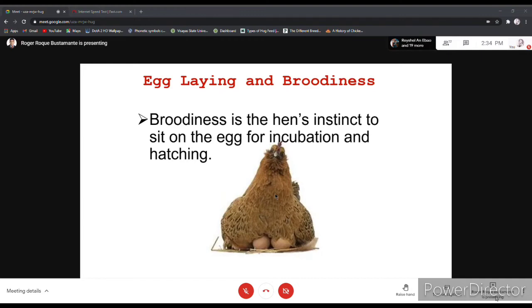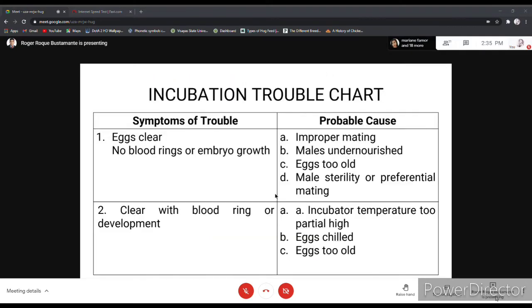Muna gitawag na to og instinct, natural instinct sa ato ang mga hens, especially dual purpose chicken, no? The meat type chicken are good sitters. Unlike layer strains or layer breeds, layer types or those egg types are poor sitters. So incubation through ball. So totoong isip ng ganina, eggs clear, no blood rings or embryo.